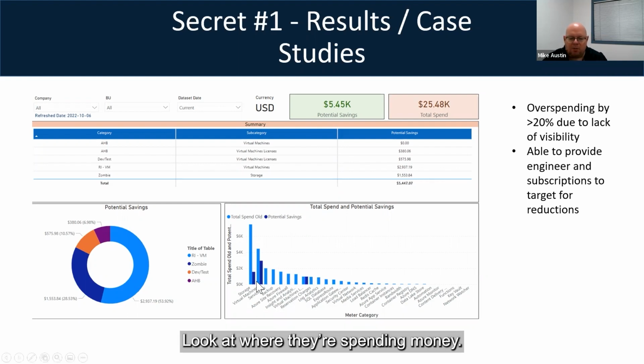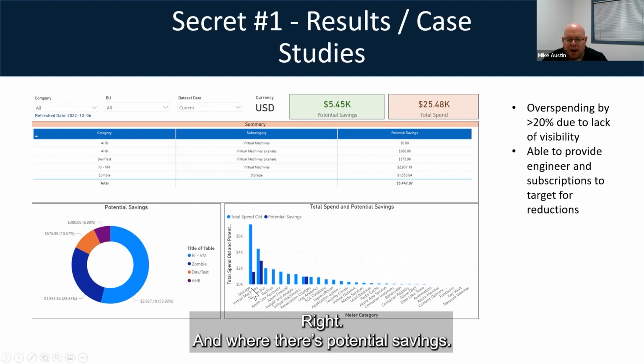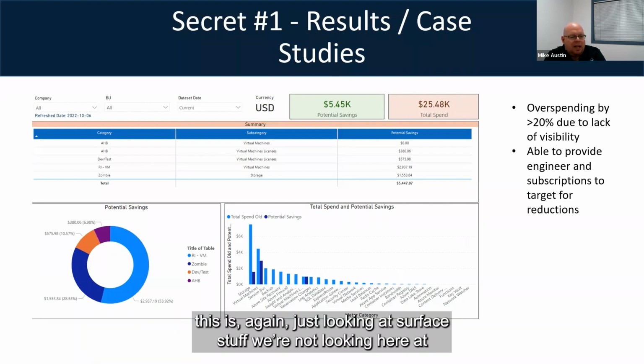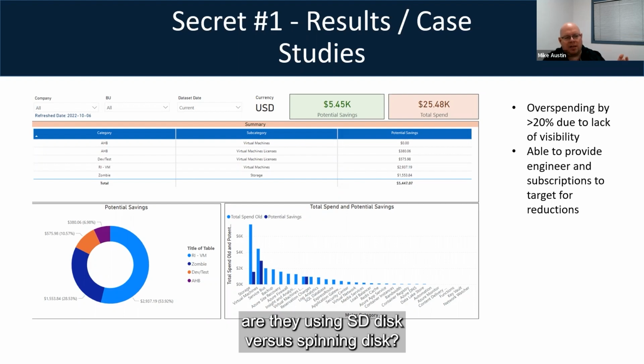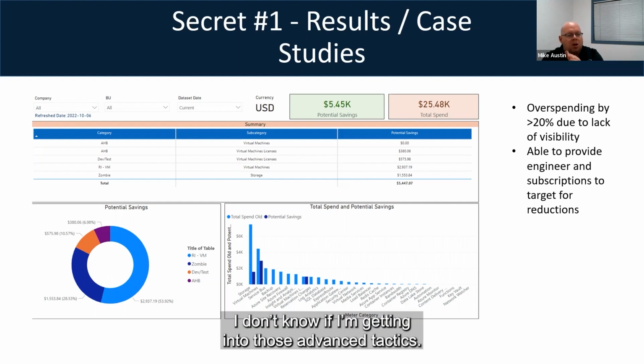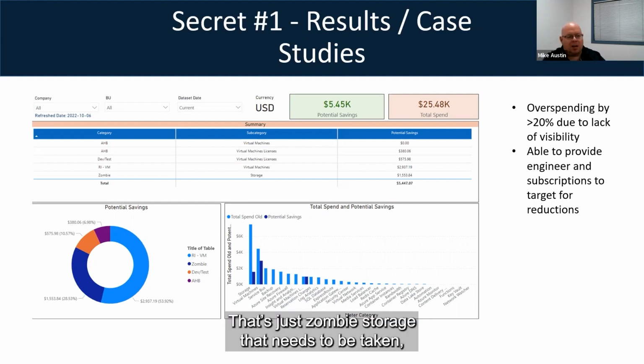But you can see here, down on the bottom part, it's not just about where they can save money. Look at where they're spending money, and where there's potential savings. The biggest place that they're spending is on storage, and there's definitely savings in there. This is, again, just looking at surface stuff. We're not looking here at, are they using SSD disk versus spinning disk? What makes sense? Are they using blob storage? I'm not even getting into those advanced tactics. That's just Zombie storage that needs to be taken out.